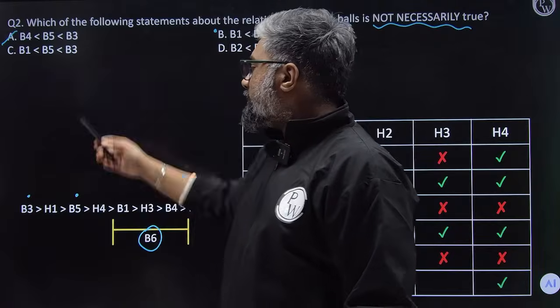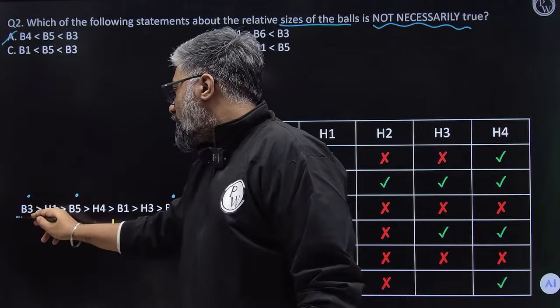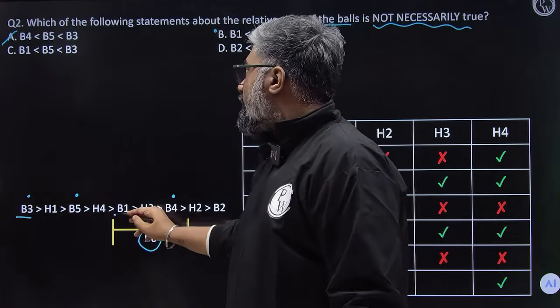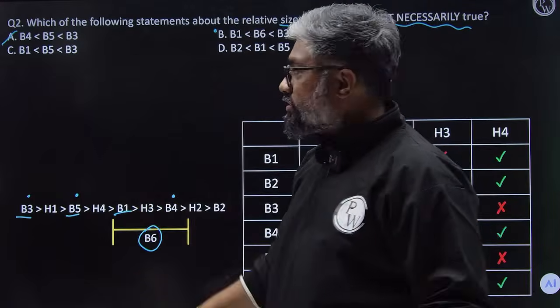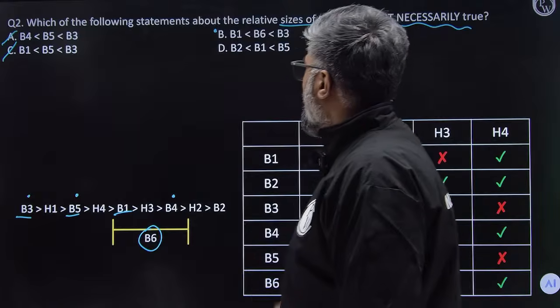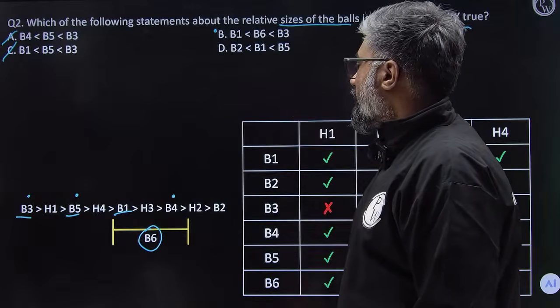B1, B5, B3. Is it possible? B3 largest, then B1, yes. Then B5, then B1, yes, this could also work. C is also true. What about D? B2, B1, B5.